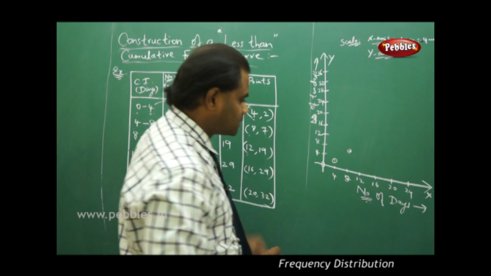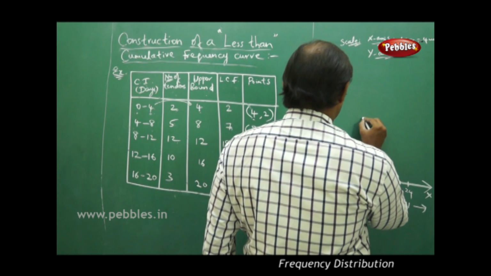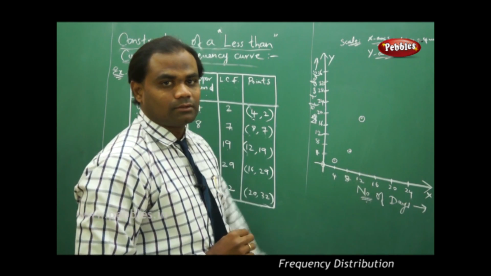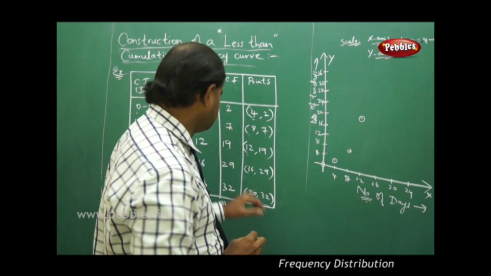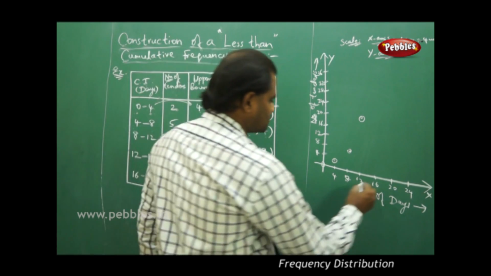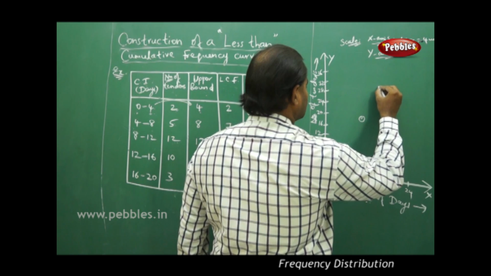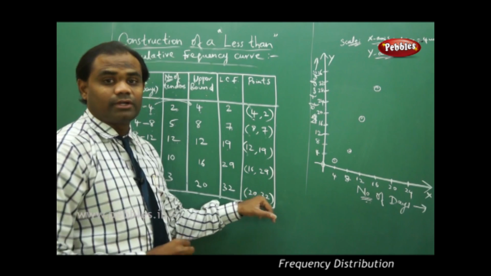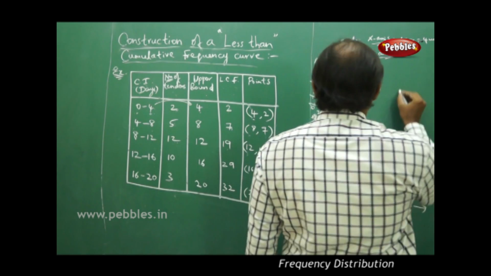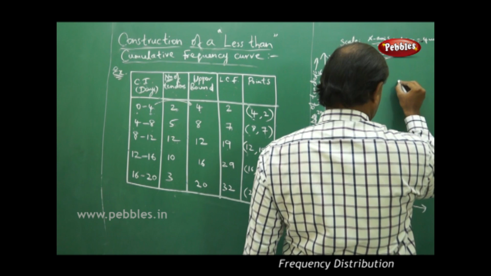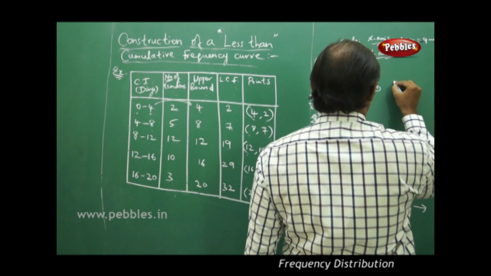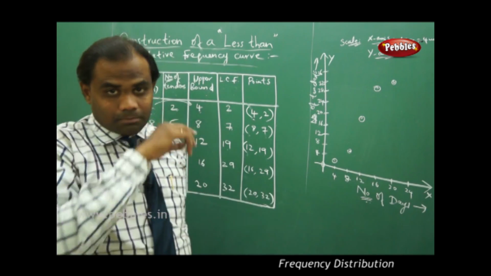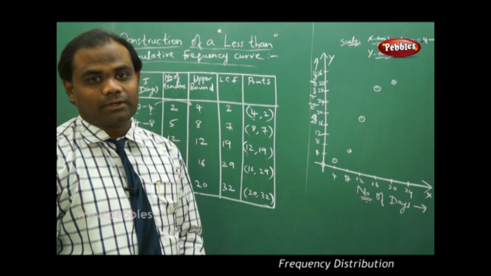The next is 12, 19, which comes with 12 and 19, followed with the class interval out here. Then 16, 29, which comes with 16 here and 28, and on the top is 29. Then finally it is 20, 32, which comes with 20 here and 32 on to the top. So I have got a total of 5 points plotted on the x and y axis coordinate system.